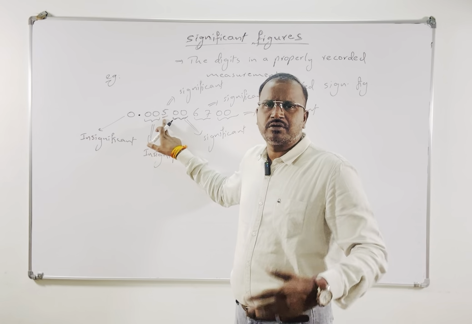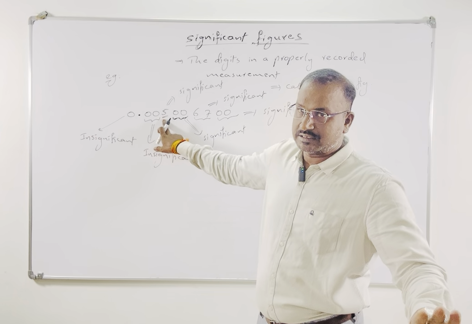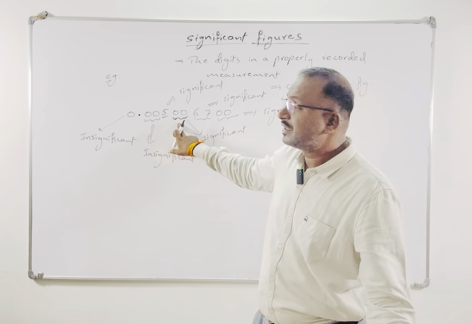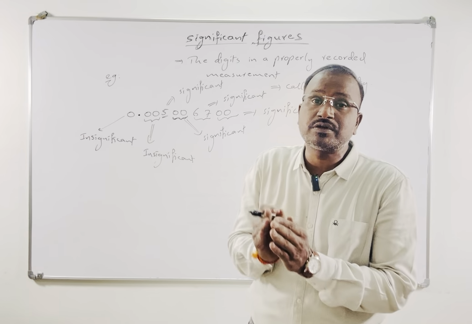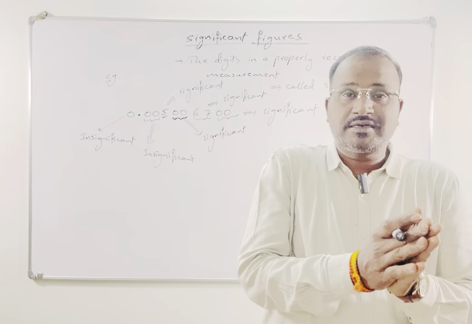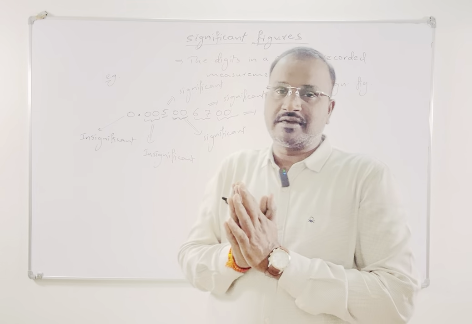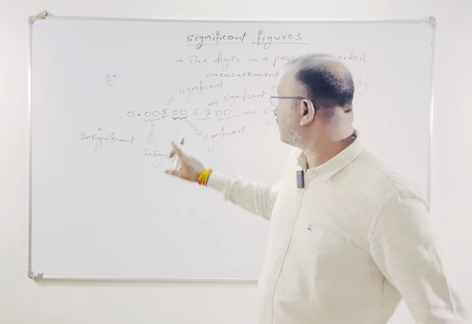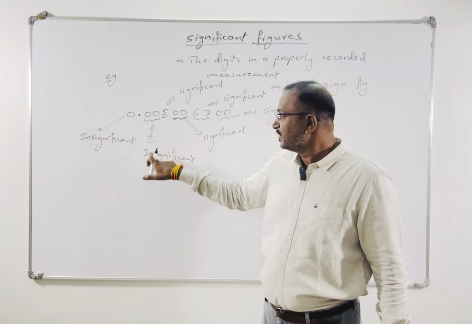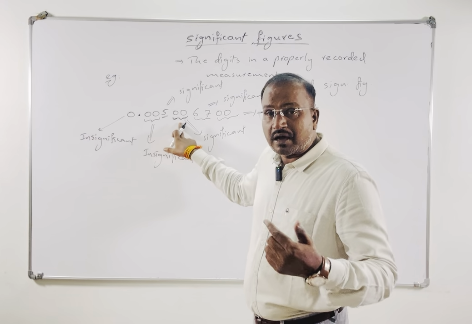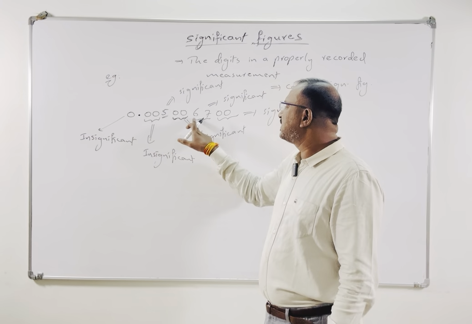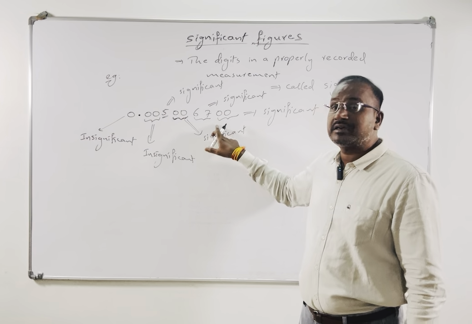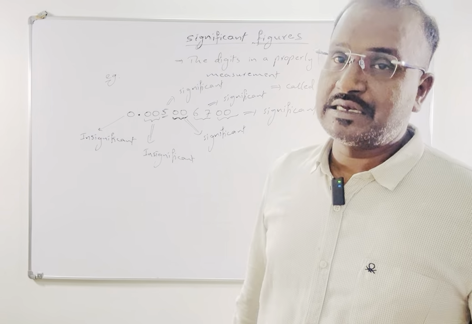And here it is non-zero, automatically it is significant. And these zeros which are present after a non-zero are significant. Means if zeros are there after a non-zero digit, those zeros also become significant. If zeros are there before a non-zero digit, they are insignificant. Zeros before non-zero are insignificant; zeros after non-zero are significant. And these are non-zeros, definitely significant. And these zeros are present after non-zero digits, so these are also significant.